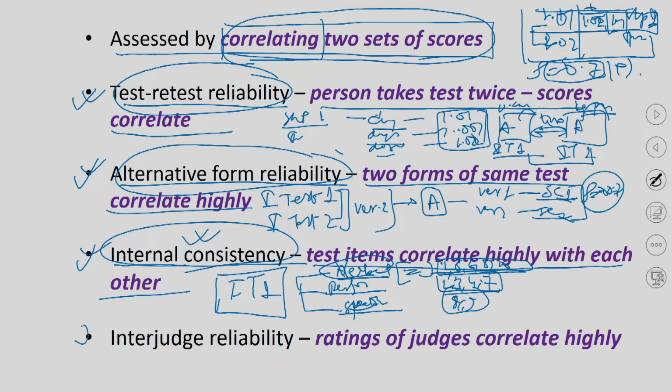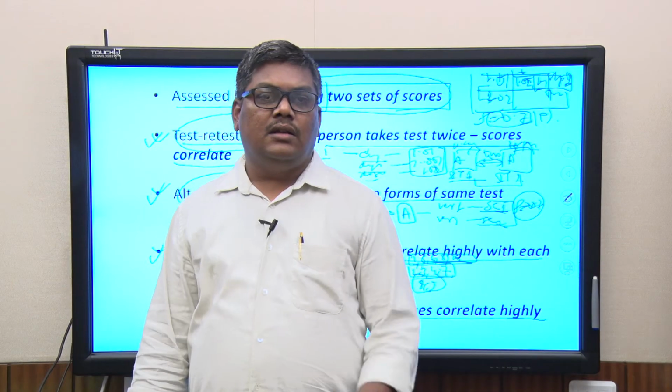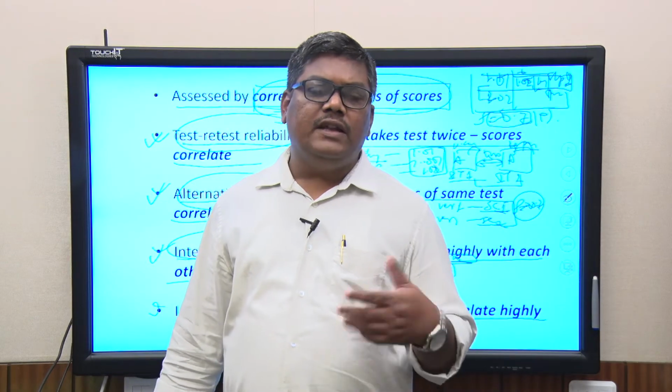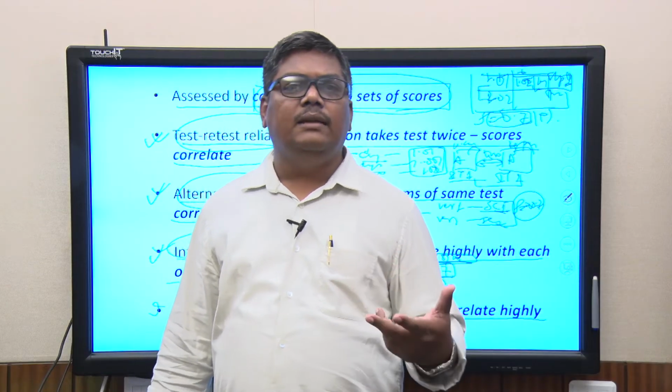And the last kind of reliability is called inter-judge reliability, where the ratings of judges correlate highly. There are certain factors which cannot be measured through computer tests. For example, let us say beauty. How do you define beauty? Singing contest you have seen. How do you define singing? What is the underlying meaning of singing?